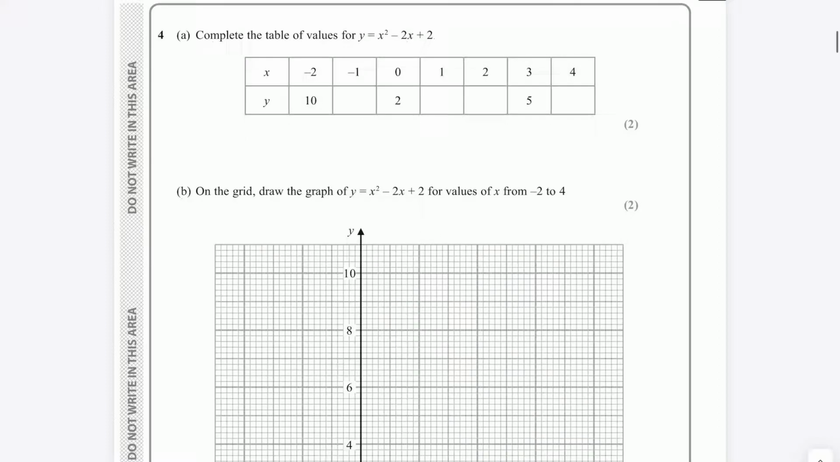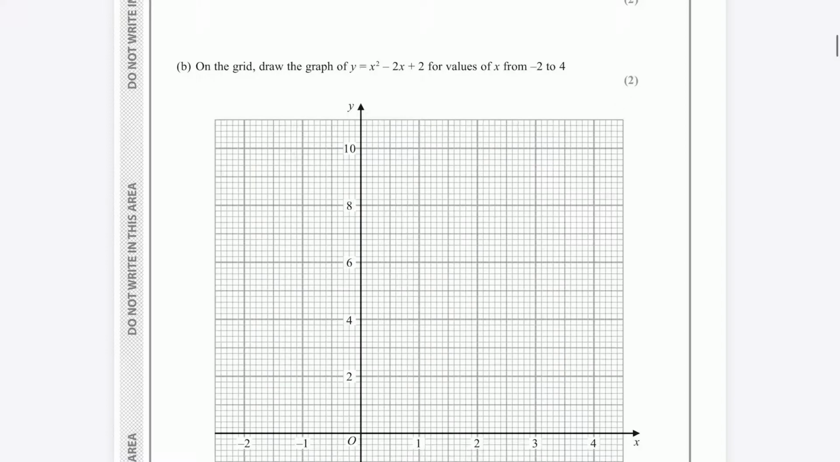So for the next one, just be careful typing this into your calculator, because for negatives you do want to use brackets. So that'll be (-1) squared minus 2 times (-1) plus 2. Type that into your calculator and do that for all the values, and you end up with 5, 1, 2, and 10.